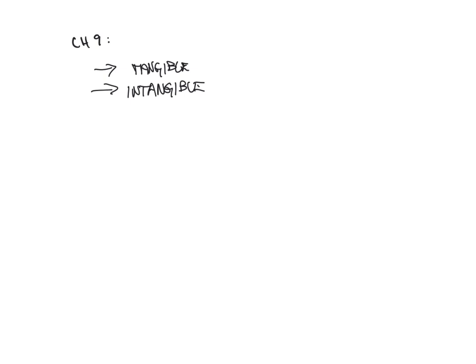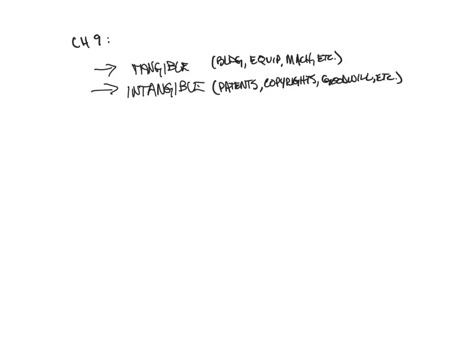Examples of tangible assets include things like the buildings, equipment, machinery, etc. Examples of intangible assets include things like patents, copyrights, goodwill, etc. Our focus in this chapter, on the first part of the chapter at least, is looking at tangible assets.